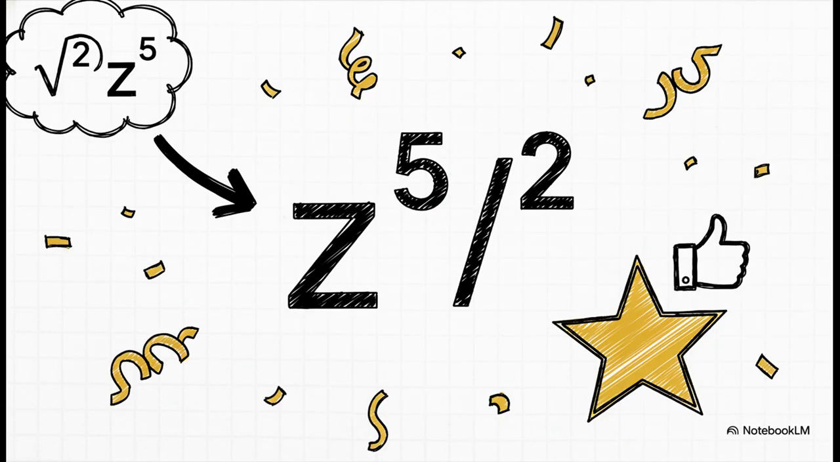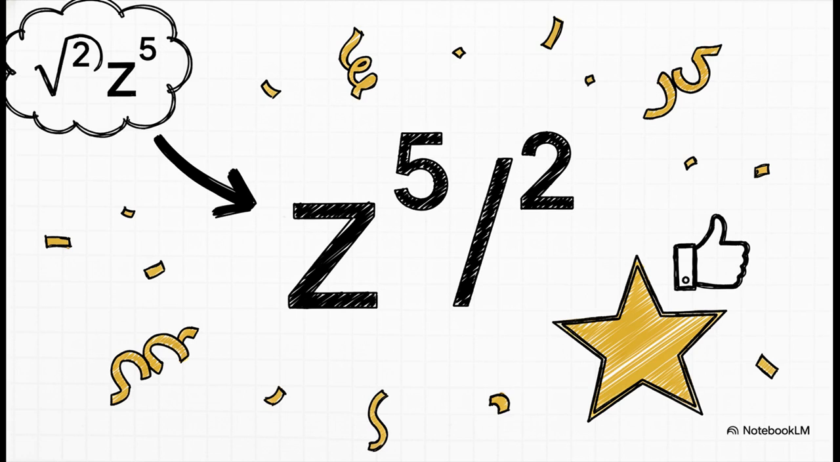All right, you ready? The answer is z to the 5 over 2. How'd you do? The power is 5, so that's our numerator, and remember, it's a square root, so the unwritten root is 2. That's our denominator. Power over root, 5 over 2.